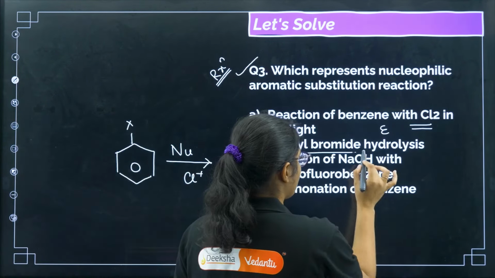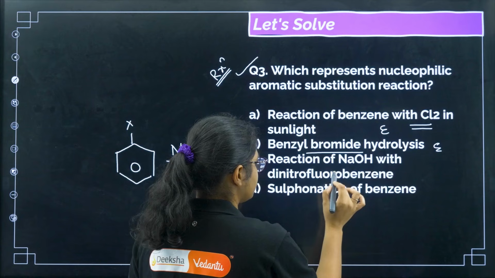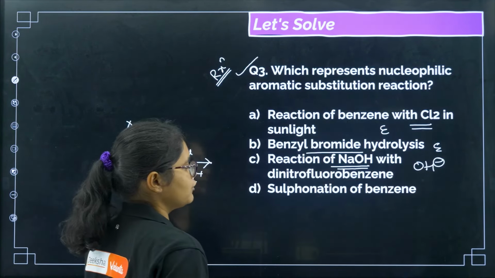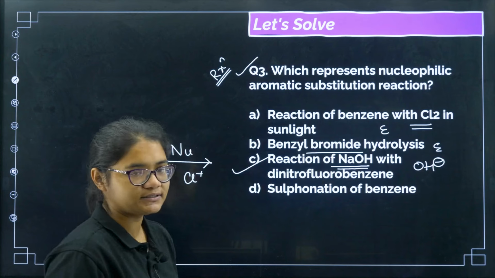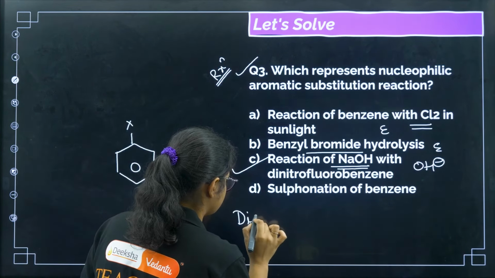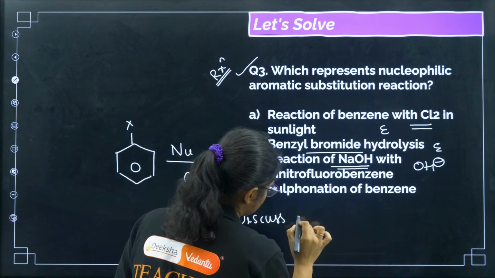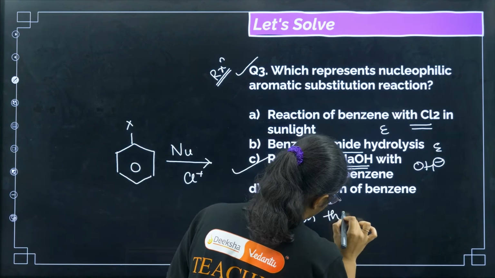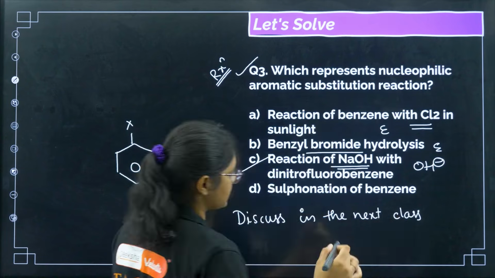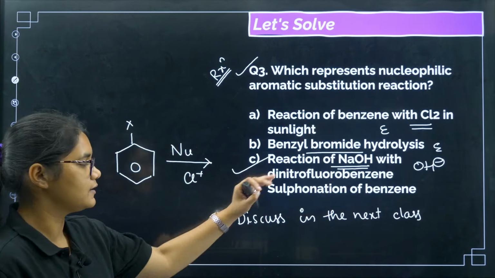Now benzyl bromide, here also an electrophile is produced. In the reaction with NaOH, OH minus is produced, which is a nucleophile. So the correct answer for this question is option C. I will discuss this question in detail in the next class. I will add the same question again, because after studying the reactions we can better answer this question.